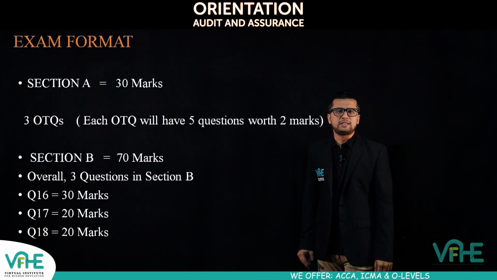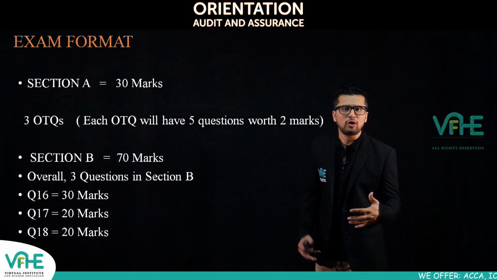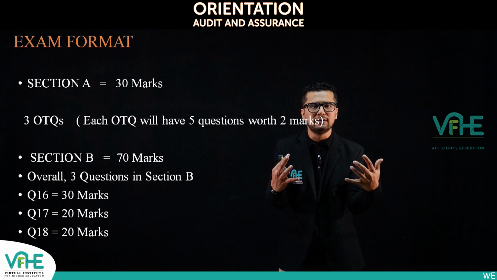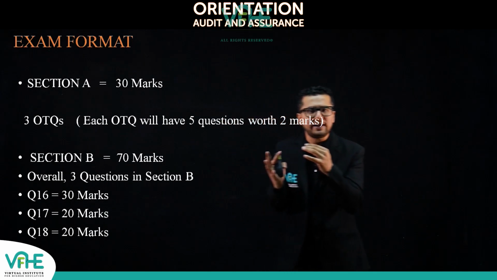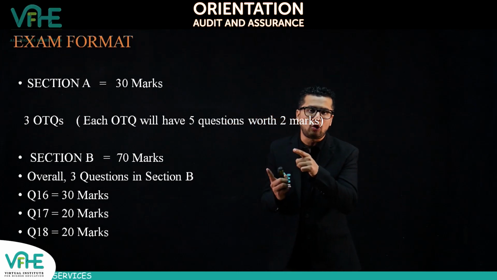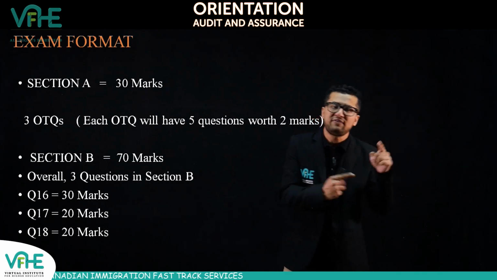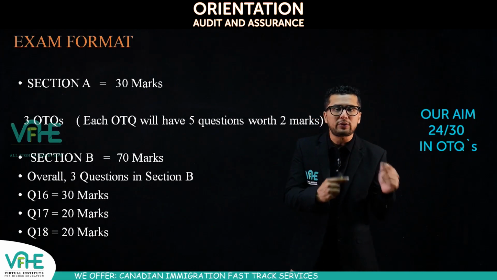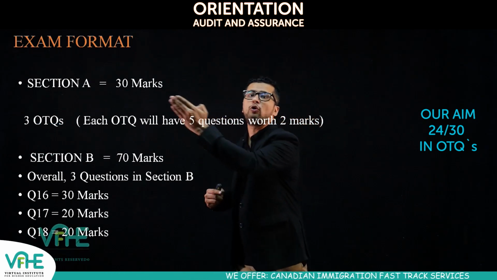So I think this exam format has revealed a few things. First of all, it has revealed that we need to prepare the OTQs. If we end up scoring 10 or 12 marks out of 30, the chances of passing this particular paper become very, very low. We need to make sure that we are getting at least 20, or ideally more than 24 marks out of 30.